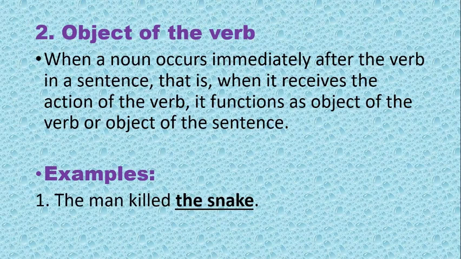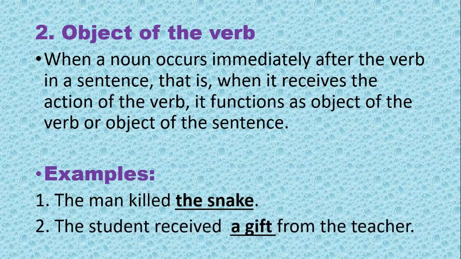Let's see these examples. The man killed the snake. Here we have the snake coming after the verb killed. That makes it the object of that verb. Killed is receiving the action of the man. The student received a gift from the teacher. The verb here is received, and the gift, which is a noun, is coming immediately after the verb, and that makes this noun, a gift, the object of the verb received.